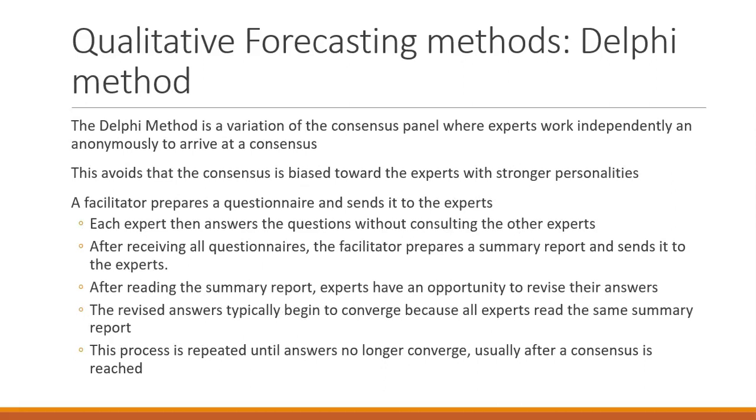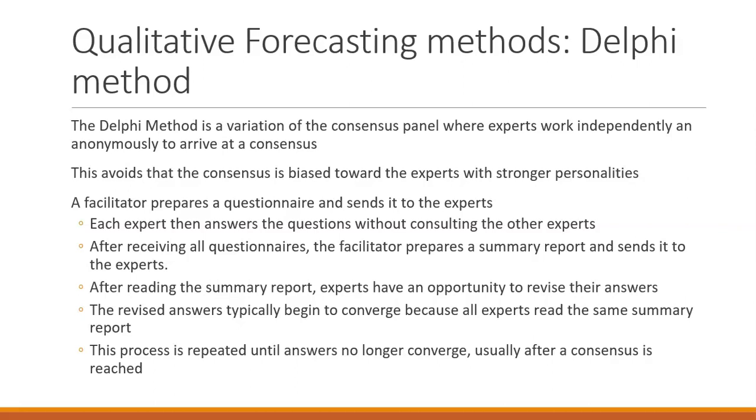Another qualitative forecasting method is the Delphi method. So the Delphi method is similar to the consensus panel in which we are trying to get a panel of experts to agree to a single thing. So try to get them to consensus. The difference from a consensus panel is that the Delphi method is completely anonymous. So in this, everyone writes down their estimates and sends them to a neutral party or a facilitator. That facilitator prepares a summary report and sends it back out to the experts.